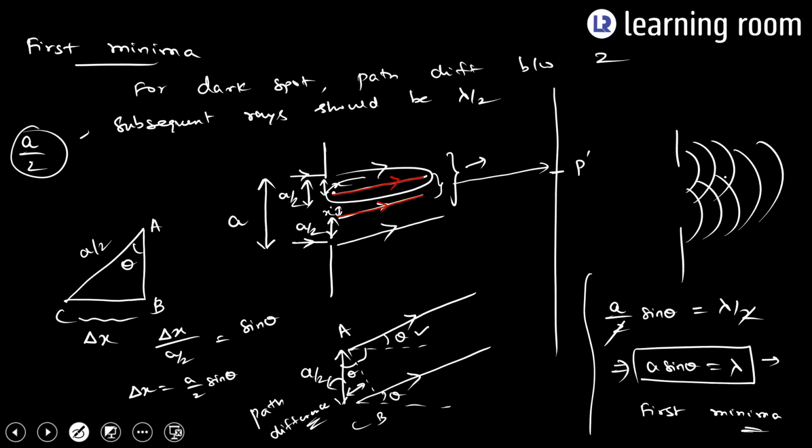What came out to be the value of the path difference? It came out to be a by 2 sine theta. And a by 2 sine theta should be equal to what value for it to have destructive interference? a by 2 sine theta should be equal to lambda by 2. So 2 and 2 will get cancelled. You will have a sine theta equal to lambda. And the condition for the first minima is a sine theta equal to lambda. Is that clear?